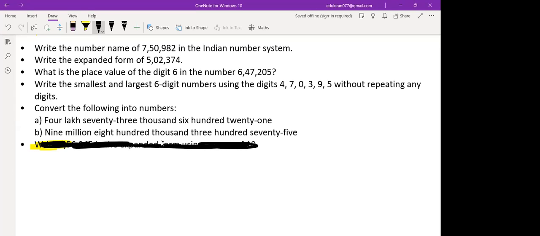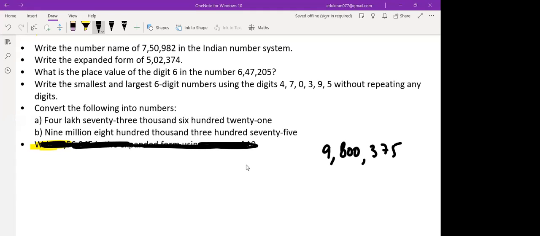Anyone? Ma'am, 9,80,375. Is it the same? 9, 8, then 0, 0. Oh yeah, million, isn't it? Million, then 100. Yes. So where will be the 800? Eight hundred, so how many thousand there is. 9,800. Yes. And then 375. Yes. Okay, everybody got it?